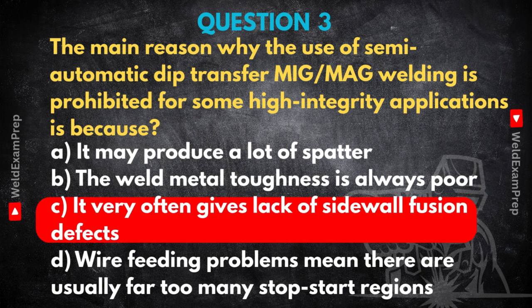It very often gives lack of sidewall fusion defects. Yeah. This is a huge concern, especially in those high-integrity jobs where failure is just not an option. Why is dip transfer prone to this specifically?